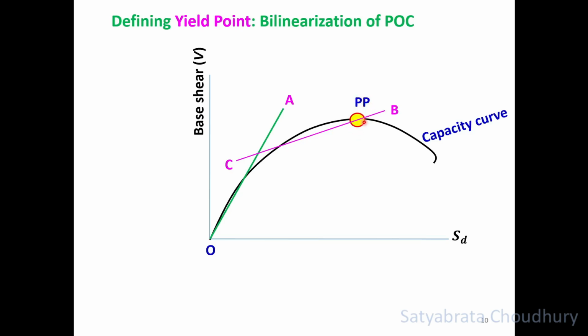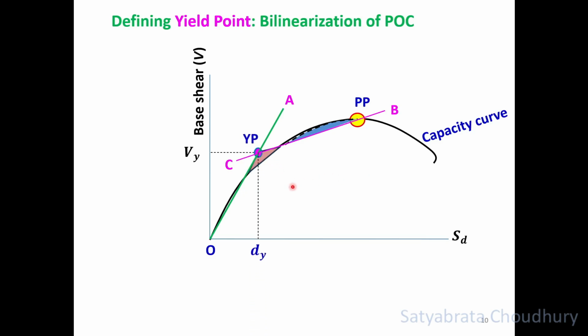So this point I have decided, and draw a line on the backward side from this performance point, line BC. So lines OA and BC are touching at this point. This is your yield point. Now while drawing this line, we have to see that the area of the curve above this line and the area of the curve below this line, bounded by the capacity curve, these two areas, this black area and this yellowish area, should be equal, so that energy is not lost in our process of conversion. So this is the yield point here.